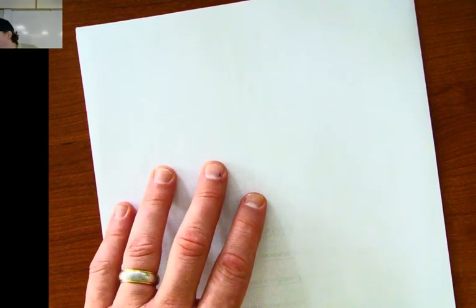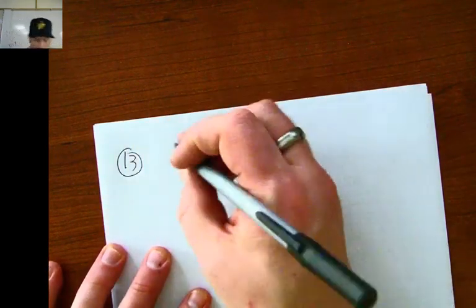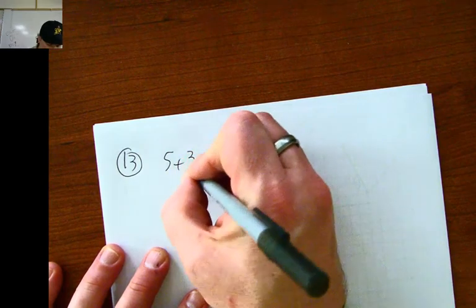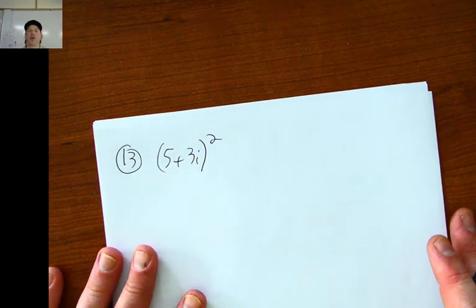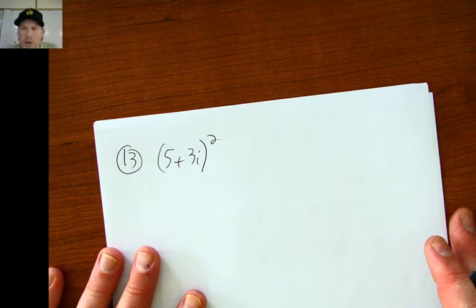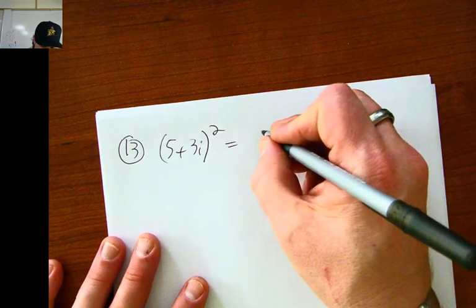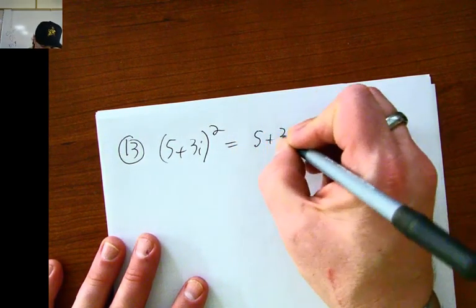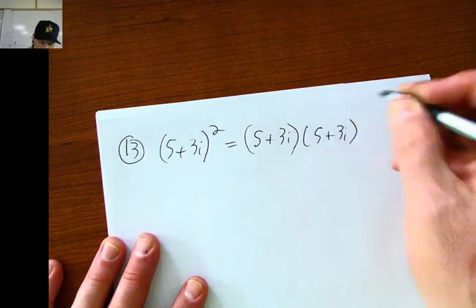Last example, number 13. Oh man, I really don't want to put it on a new piece of paper, but I have no choice. 13. 5 plus 3i quantity squared. Don't answer 25 plus 9i squared. Don't do it. Don't do it. You need to remember, this is just like a foiling problem. It's 5 plus 3i times 5 plus 3i.